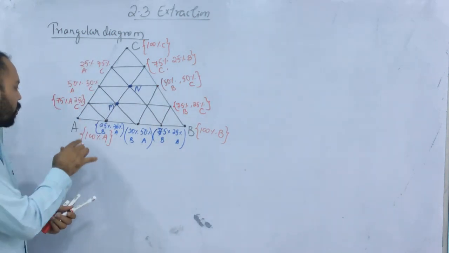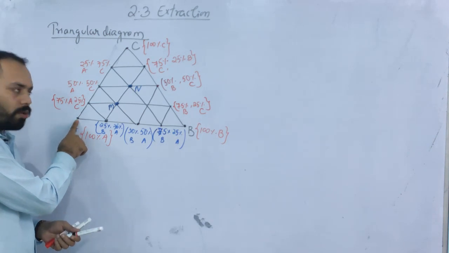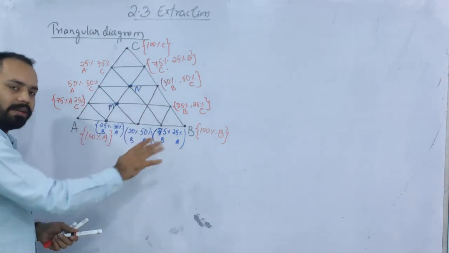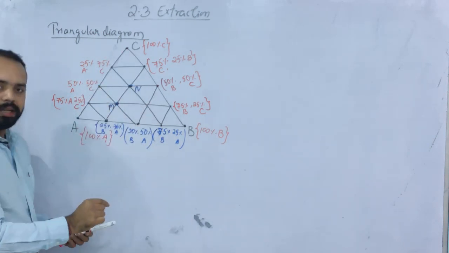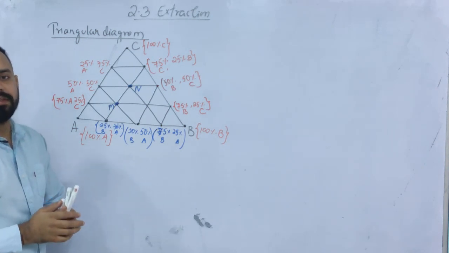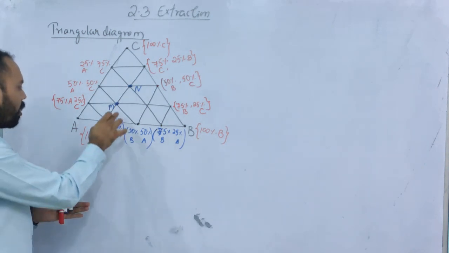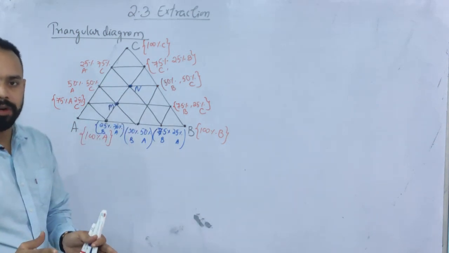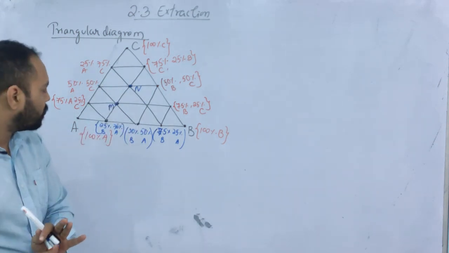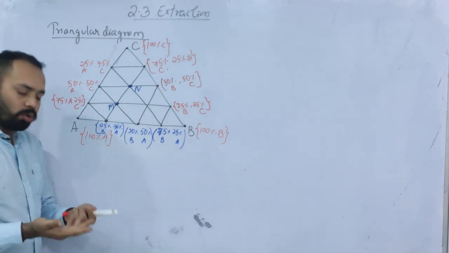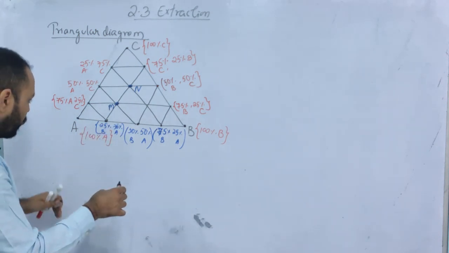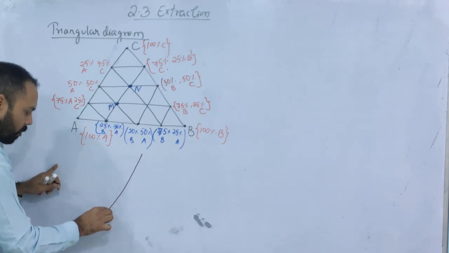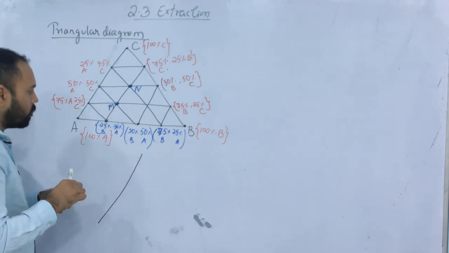First of all, vertices represent pure components, sides represent binary mixtures, and any point inside the triangle represents a ternary mixture. It means if you have any point inside the triangle, it should be a mixture of 3 components. All of the components A, B and C should be present. Now how to read this? So let me make a separate triangle here and explain another point.